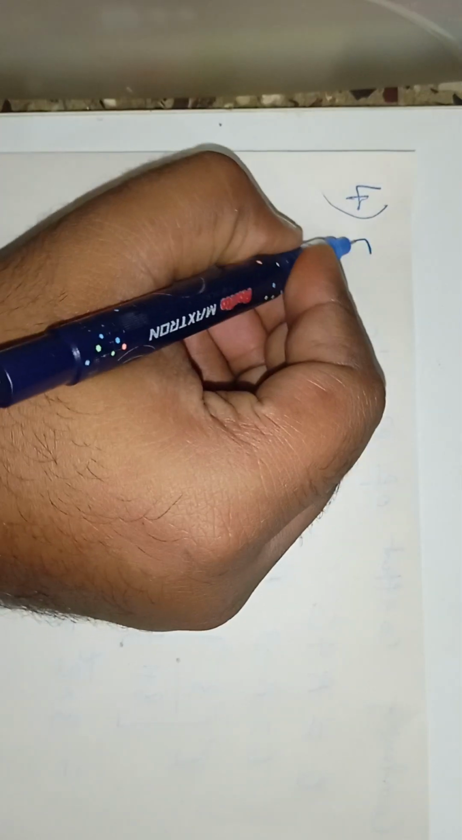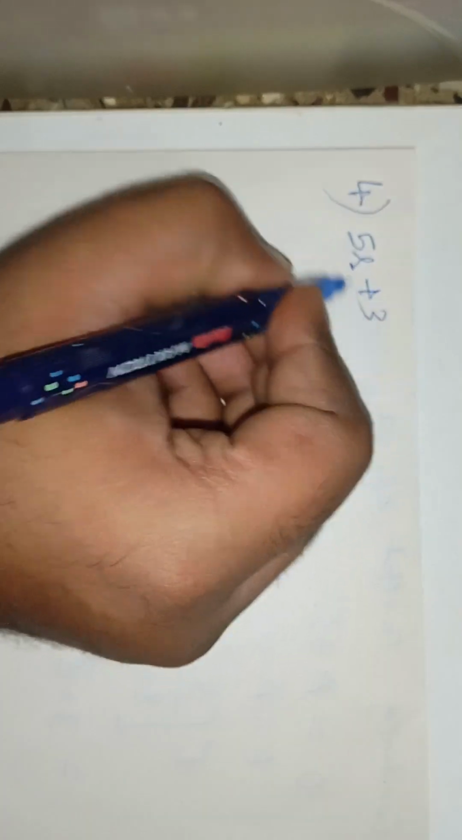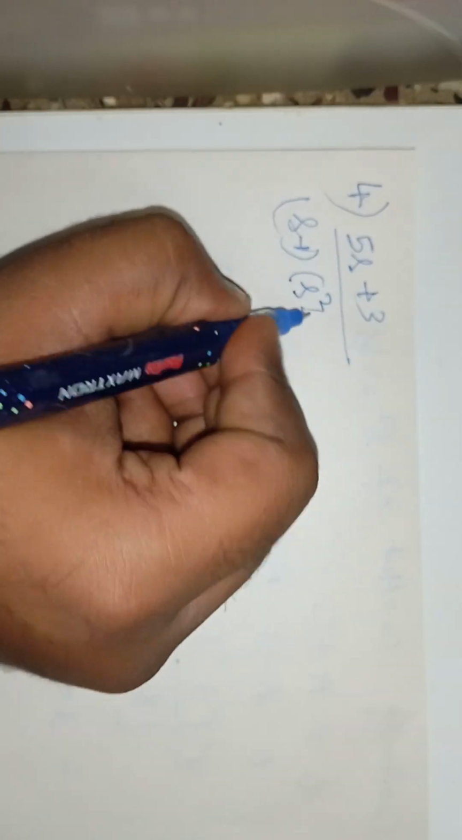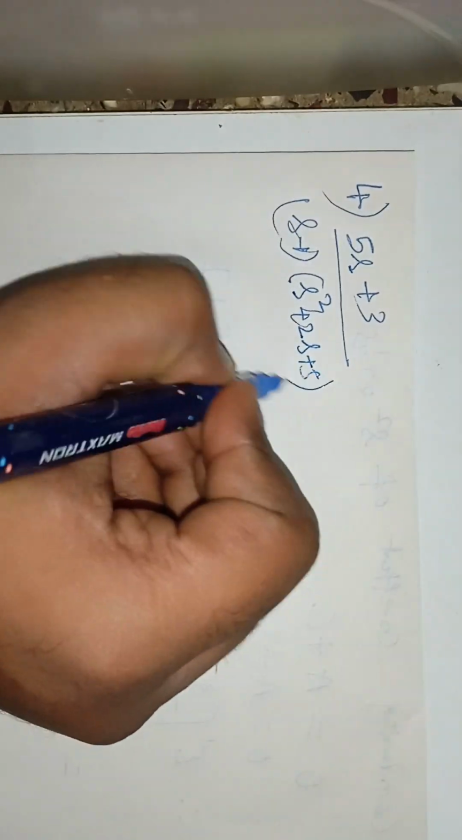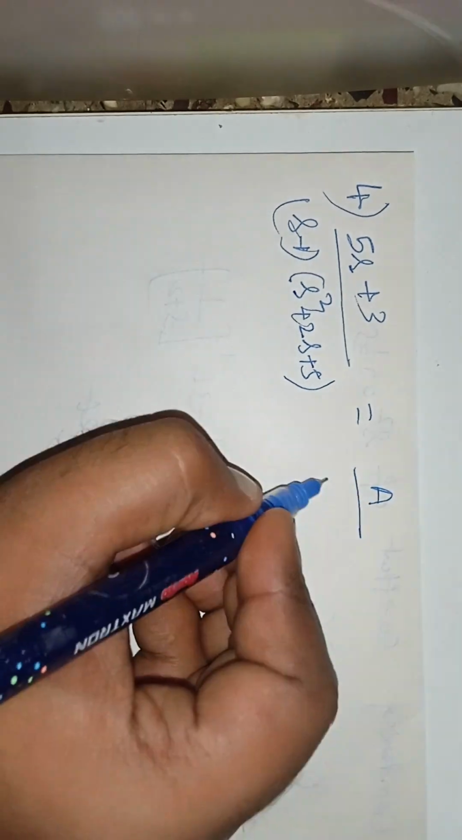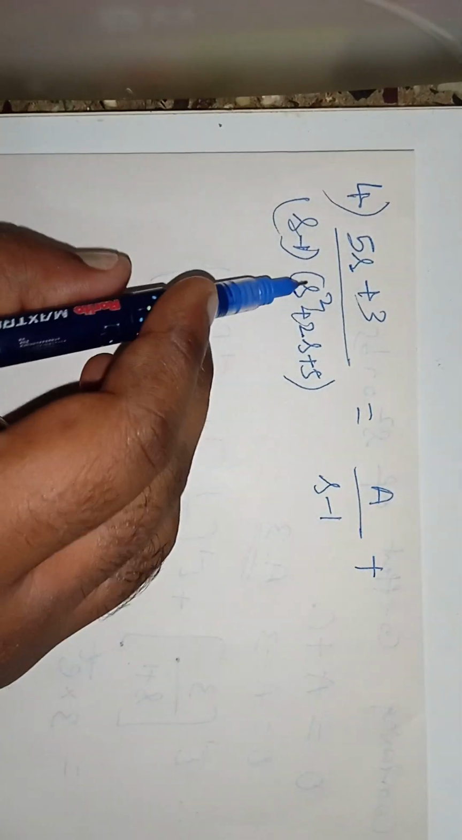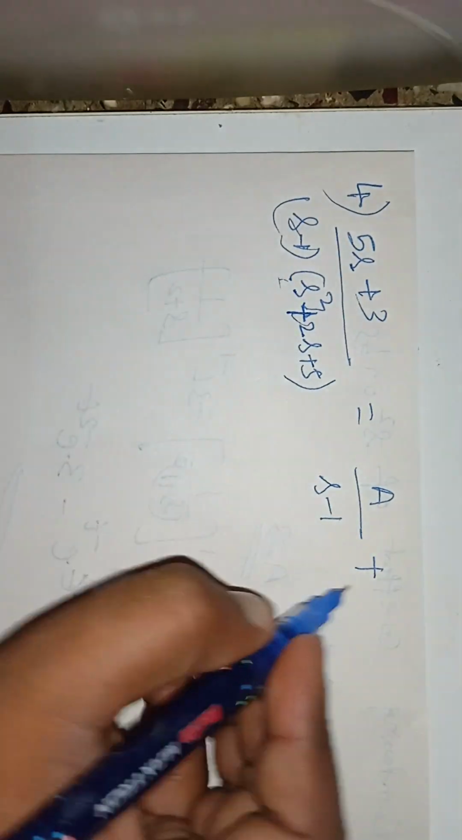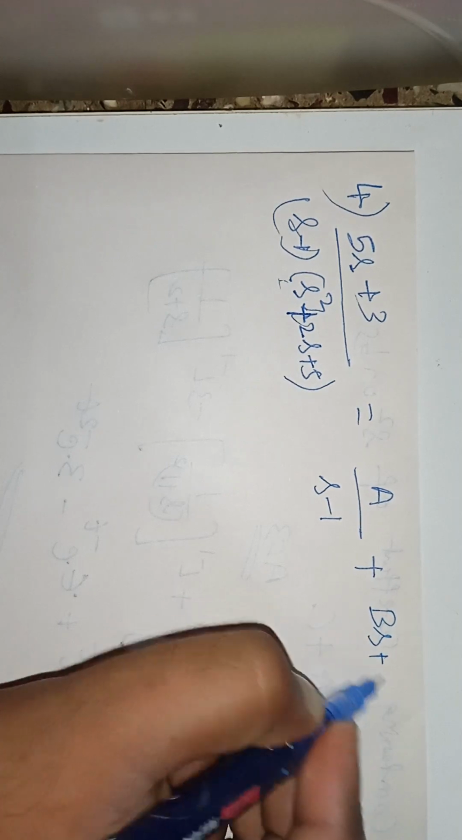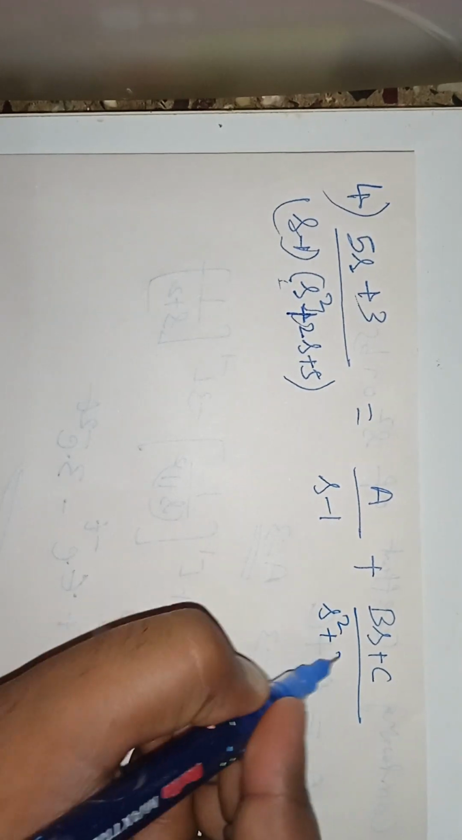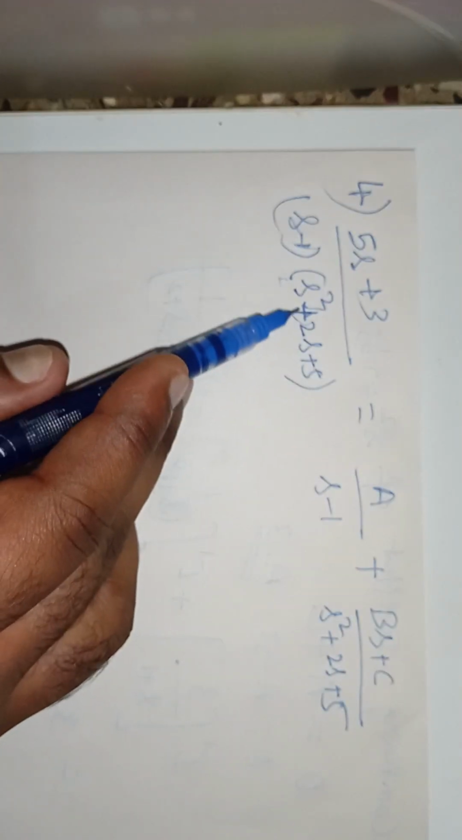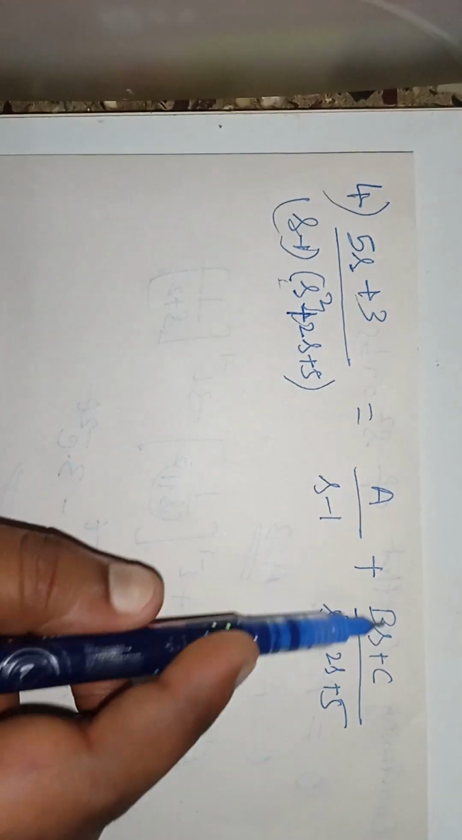So there is another different problem in partial fraction: (5s + 3) divided by (s − 1)(s² + 2s + 5). This can be written as A/(s − 1) plus, when you have a quadratic factor like s² + 2s + 5, you always have to write (Bs + C)/(s² + 2s + 5). So this is the rule in partial fraction. If you have s² + 1 or whatever, you should take it as Bs + C.